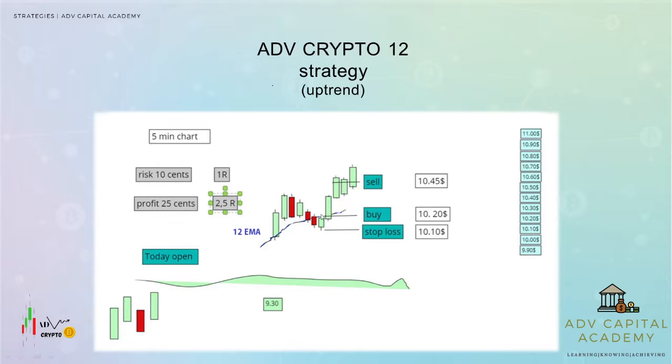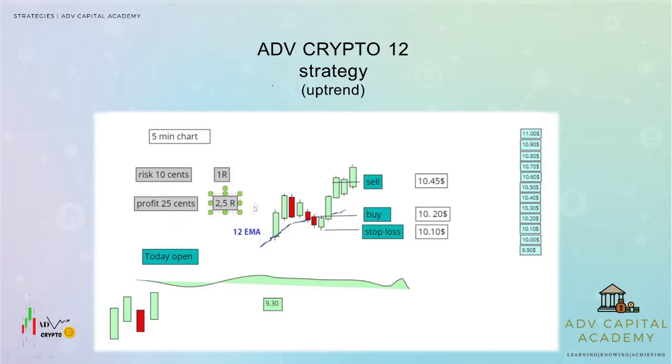As you could see, the next candle opened, broke a little lower and then came back and started going higher. As soon as we bought this, the price was 10.20. We put our stop immediately at 10.10. So if we bought 1,000 coins, it means that we were risking $100. And that is our 1R.